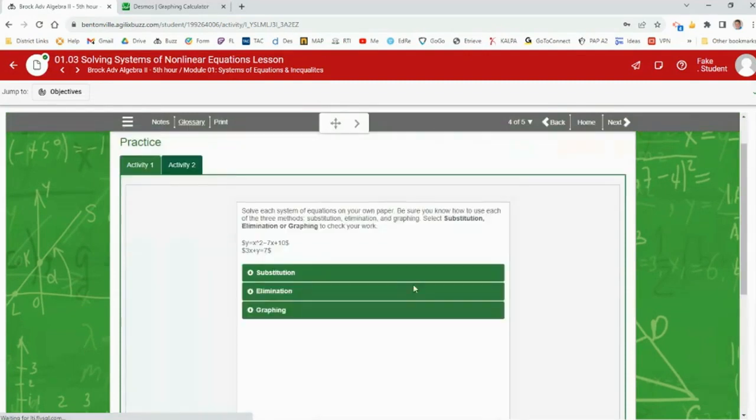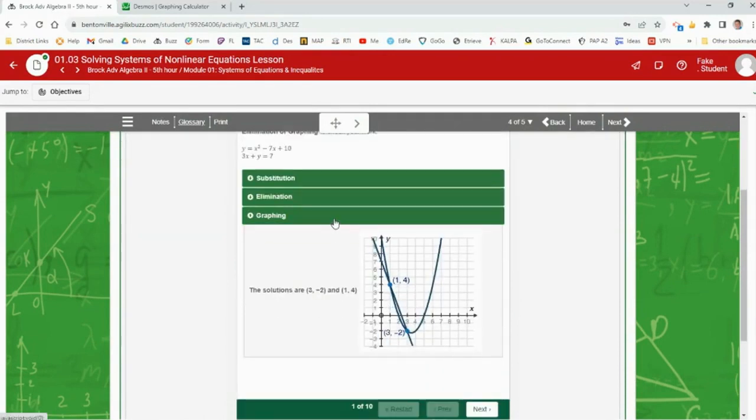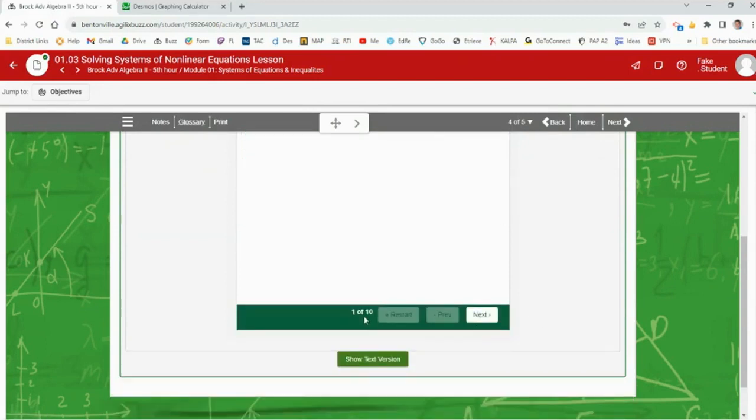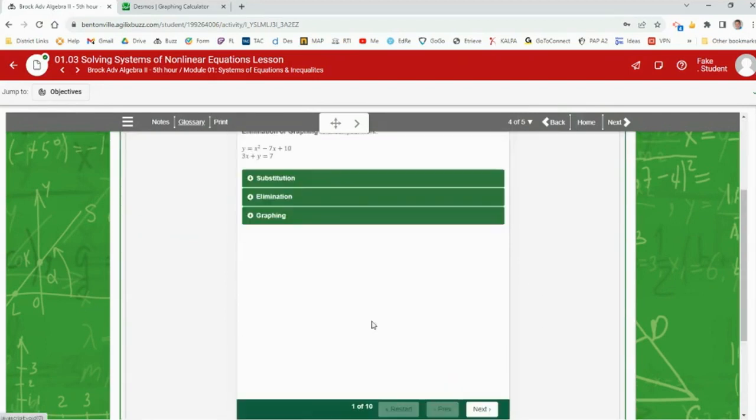Activity 2 gives you x squared minus 7x plus 10 and 3x plus y equals 7. You can do it by substitution, you can do it by elimination, and here's the graphing solution. Look, in activity 1 there are 10 problems that you can practice.